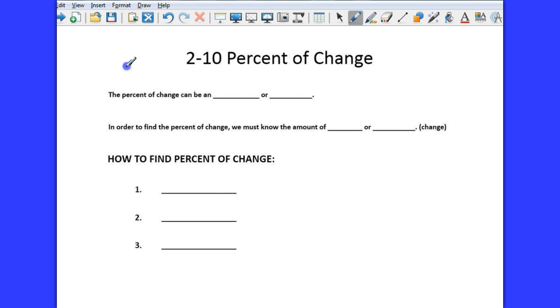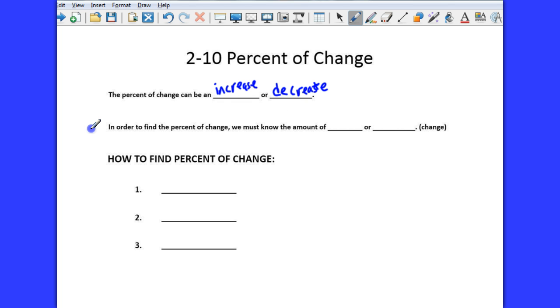Here we go. You should have this template in front of you. You can find it on my website and print it off if necessary. Chapter 2, Section 10, the percent of change. So we're finding the percent at which something would go up or down. So it can be an increase or a decrease. And I apologize, I made those lines. I thought they were bigger when I made it, then I printed them and they turned out that way.